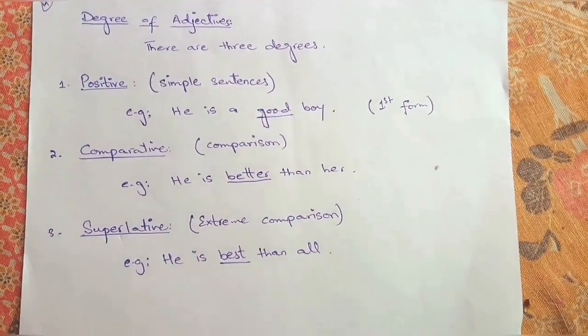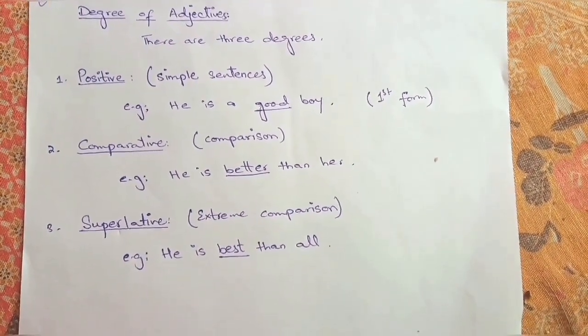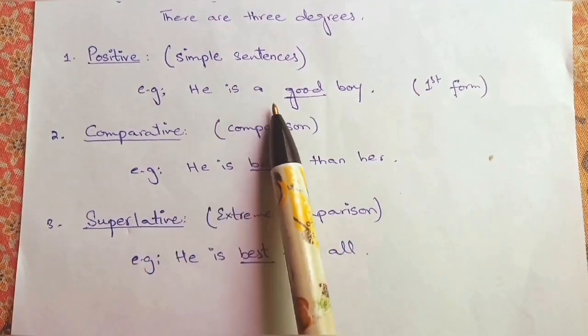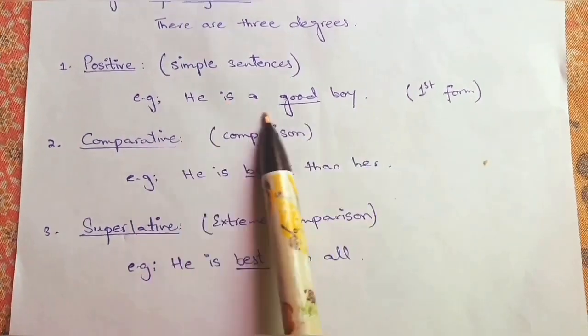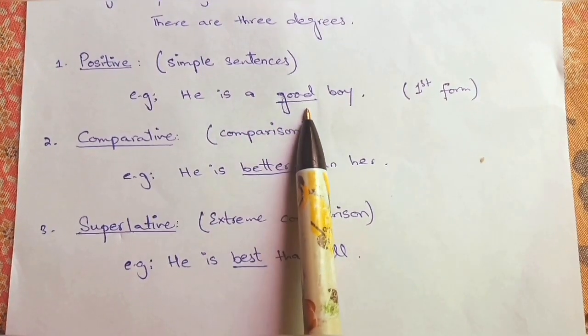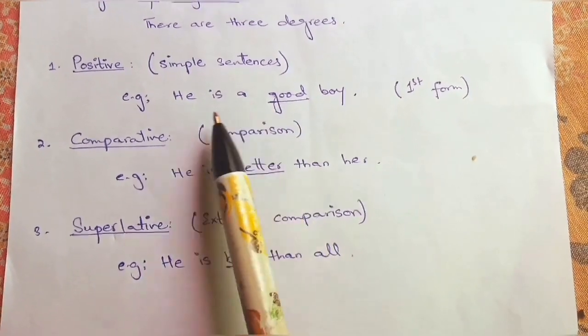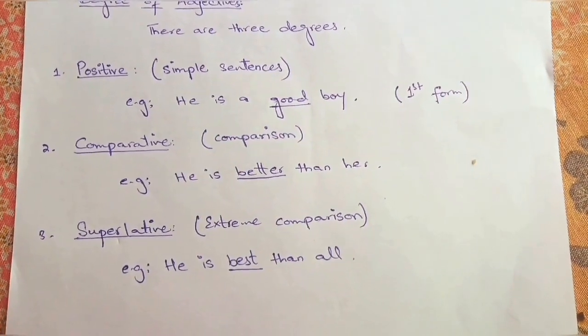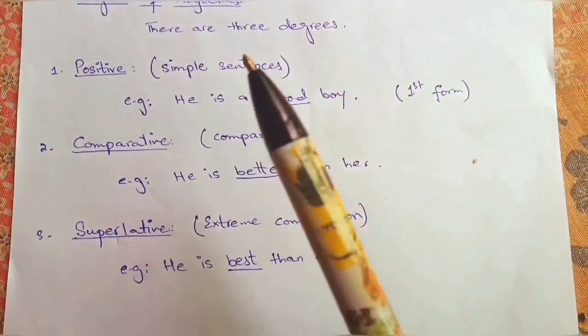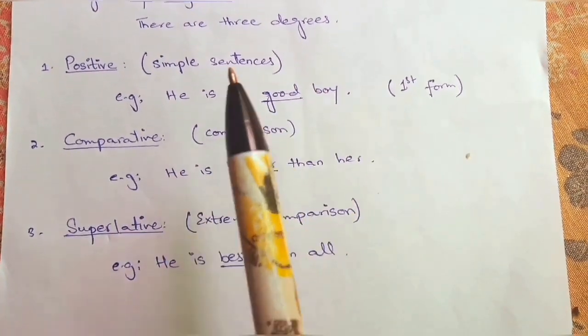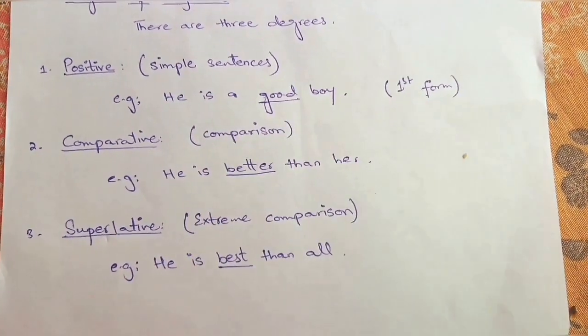Number 1, positive. Positive sentences or the positive degrees are the simple sentences. For instance, if I say he is a good boy, in this sentence, I'm not comparing anyone to any other person, or I'm not giving you the extremism, right? Simple, I'm giving you information regarding a boy. So this is a simple sentence.